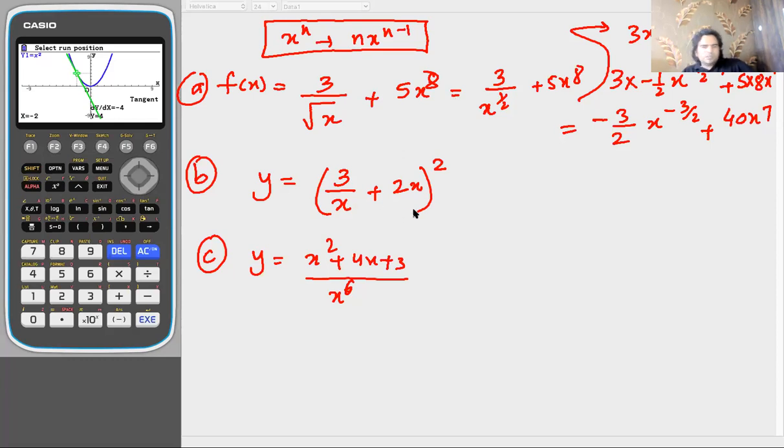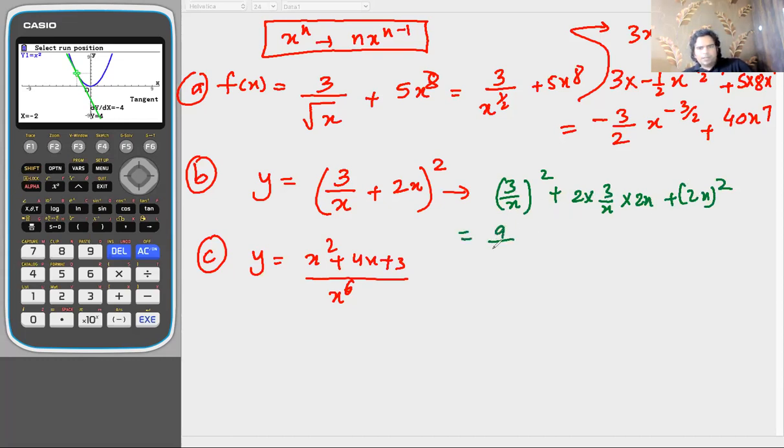For the next one, we can't directly use any straightforward formula. So we'll have to first expand this using the a plus b whole squared expansion. So let's see how we use a plus b the whole squared. So 3 over x the whole squared plus 2 times 3 over x times 2x plus 2x the whole squared. So a squared plus 2ab plus b squared.